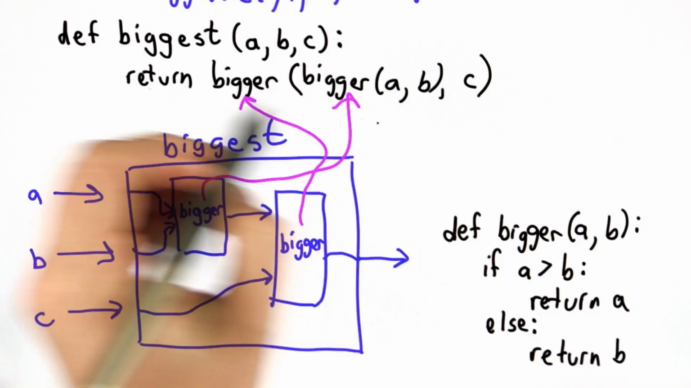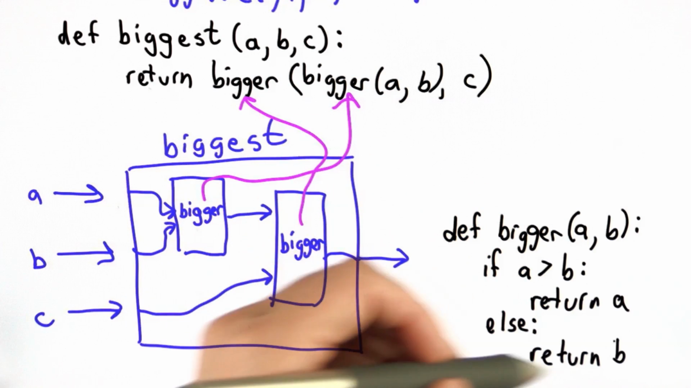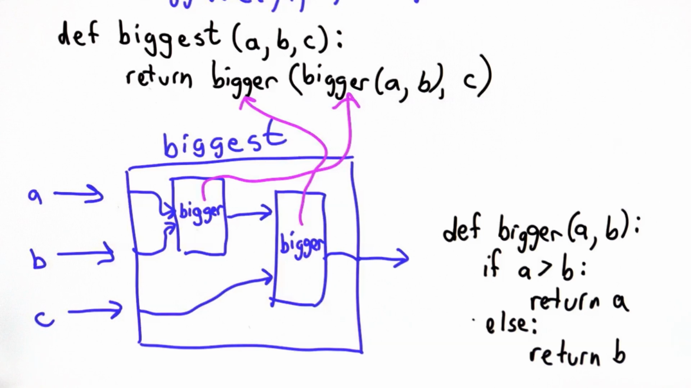So that's a much shorter way to write biggest. Takes advantage of the fact that we already defined a procedure that does this for two inputs. And now we want to do the biggest for three inputs.